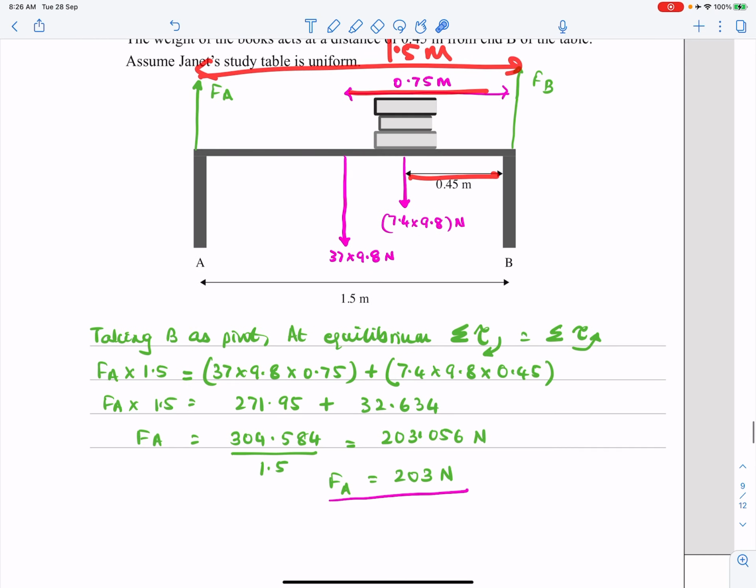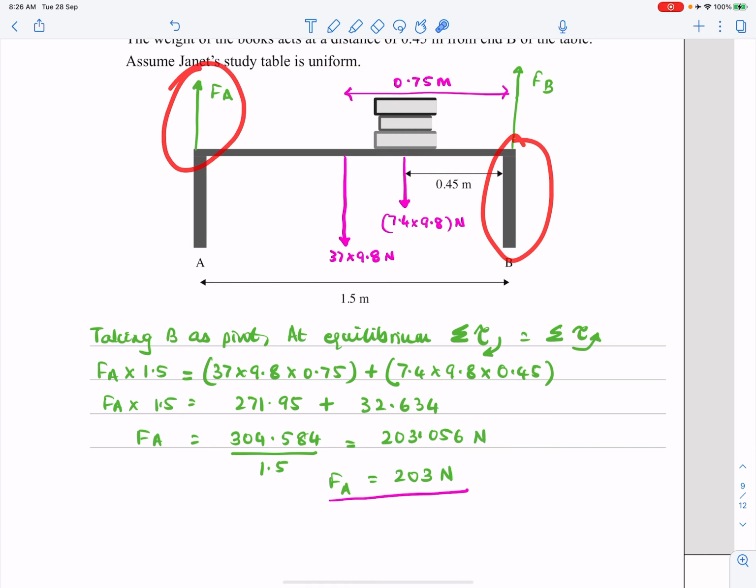And so you need to state this, taking B as the pivot. So you need to find A, so you need to take the other one as the pivot. Taking B as the pivot at equilibrium, your sum of clockwise torques is equal to the sum of anti-clockwise torques. So how do you know what's clockwise, what's anti-clockwise? You start from B, you go along the table till you get to the arrow, and that's your anti-clockwise torque. And then you start from B, go along the table, come in the direction of the arrow.